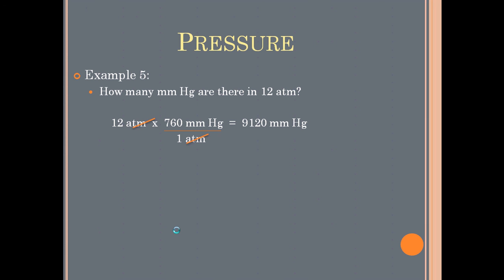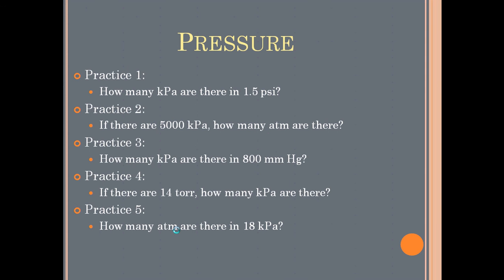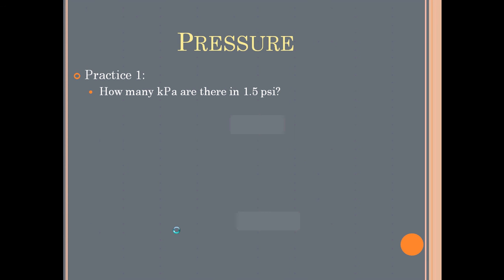Okay, number 1. How many kilopascals are there in 10.5 psi? Well, you put 10.5 psi times 101.3 kilopascals all over 14.7 psi. You cancel out the psi on both and it gives you 72.36 kilopascals.